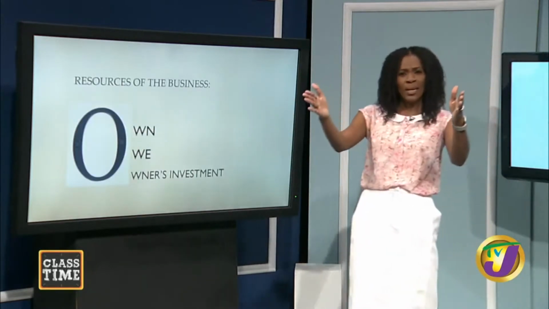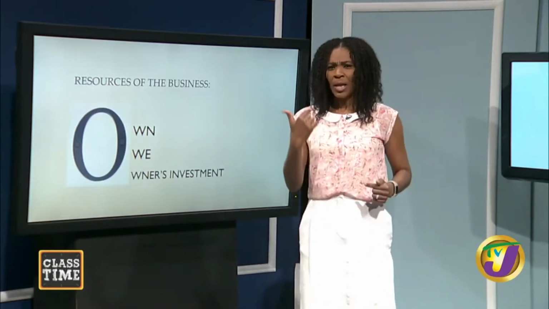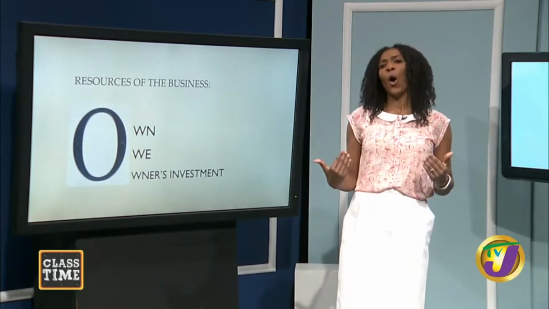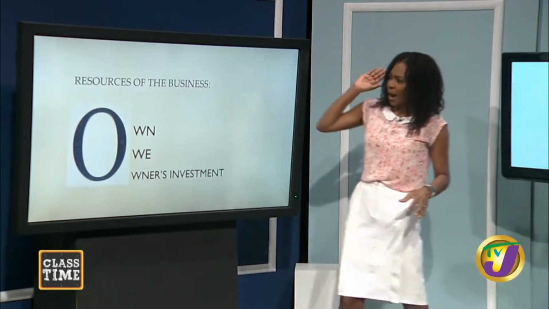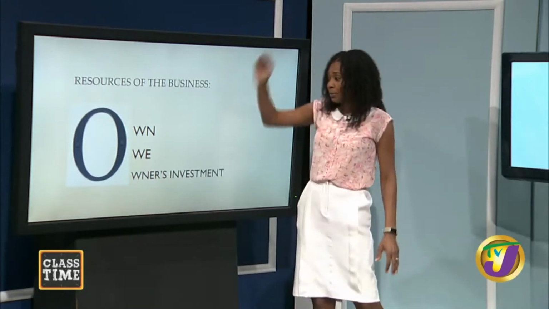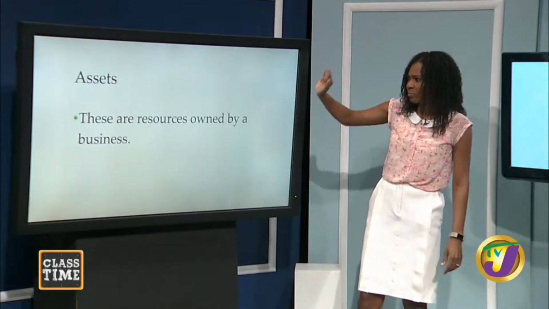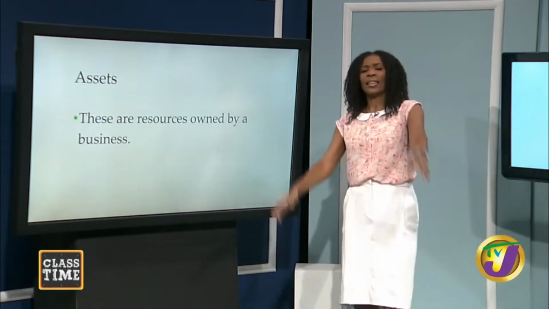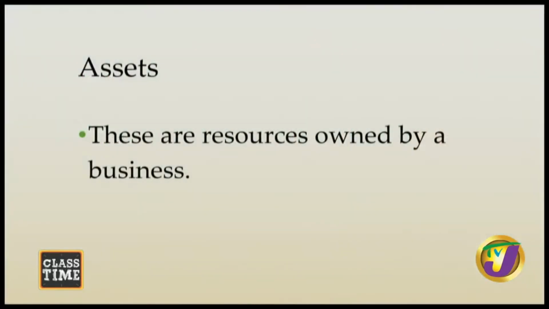Assets, capital, and liabilities. I'm going to introduce to you my little concept to help you remember, something that I call the OOO term. You know, like Santa Claus? OOO, all right. These assets can be grouped as what the business owns, what the business owes, or the owner's investment. Let's look at the ones that the business owns. Assets. These are resources owned by a business.